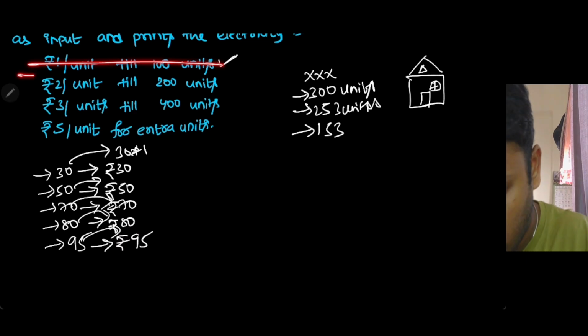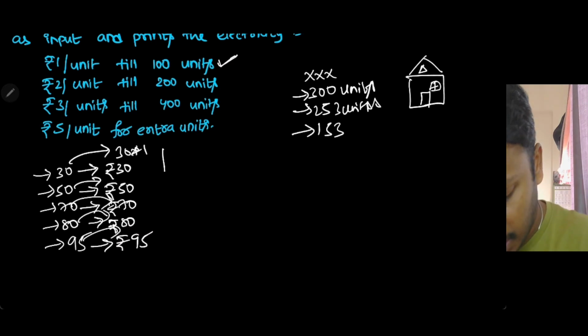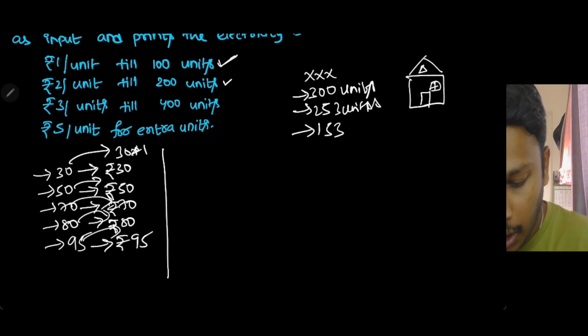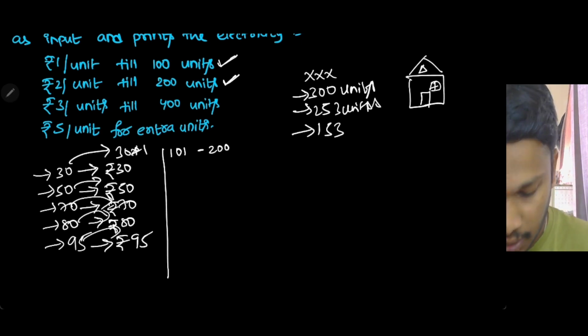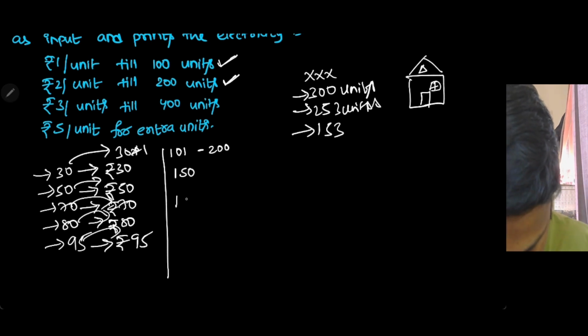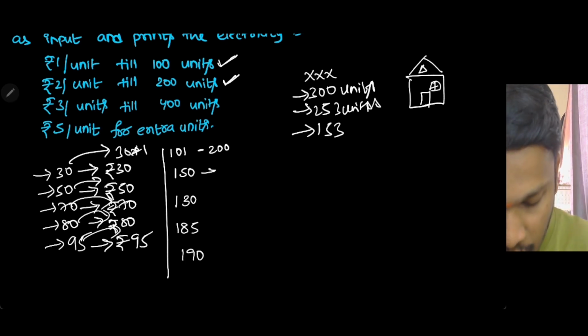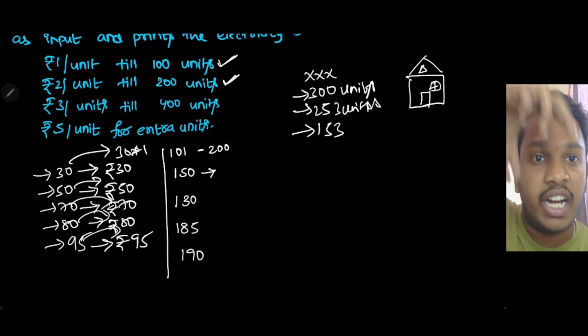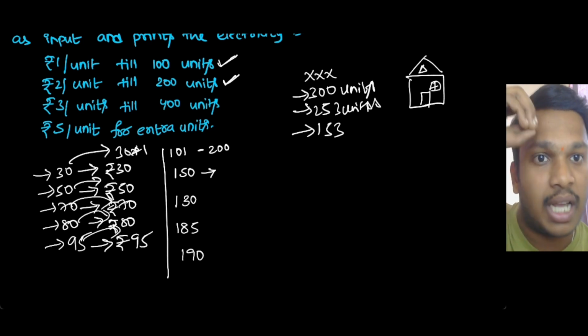This is the scenario. The first case we solved, if it is less than 100. Now listen to this carefully. If it is between 101 and 200, how do we need to pay? This is the important thing. Think he has 150 units, or 130 units, 185 units, 190 units. How will he pay? This is the question. According to the question, in these 150 units, the first 100 units, what will he pay? 100 rupees for 100 units, correct?